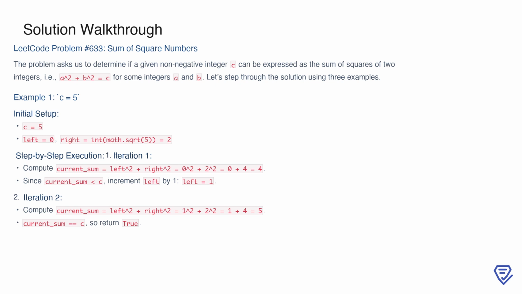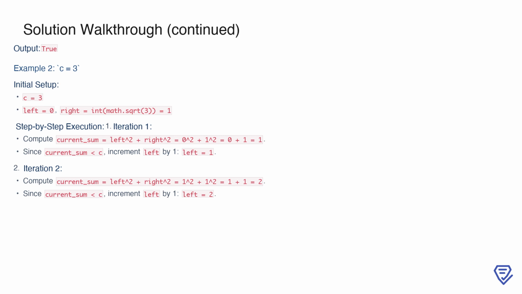Here, we initialize two pointers, left starts at 0, and right is set to the integer square root of c, which is 2 in this case. In the first iteration, we compute the sum of the squares of these two values, left^2 plus right^2, which equals 4. Since this sum is less than c, we increment the left pointer to explore the next potential pair. In the second iteration, the sum of squares becomes exactly 5, which matches c. At this point, we return true, as we have successfully found two integers whose squares sum up to c. The output for the first example is true.